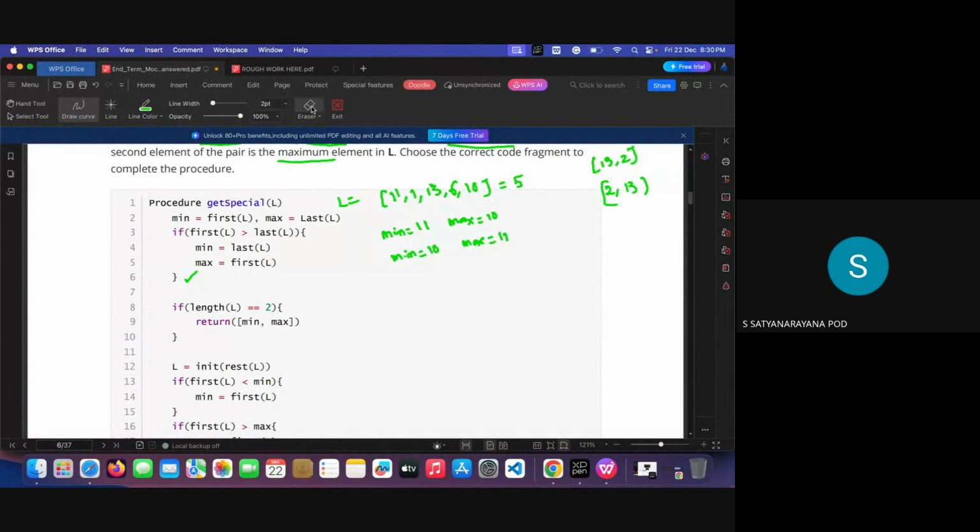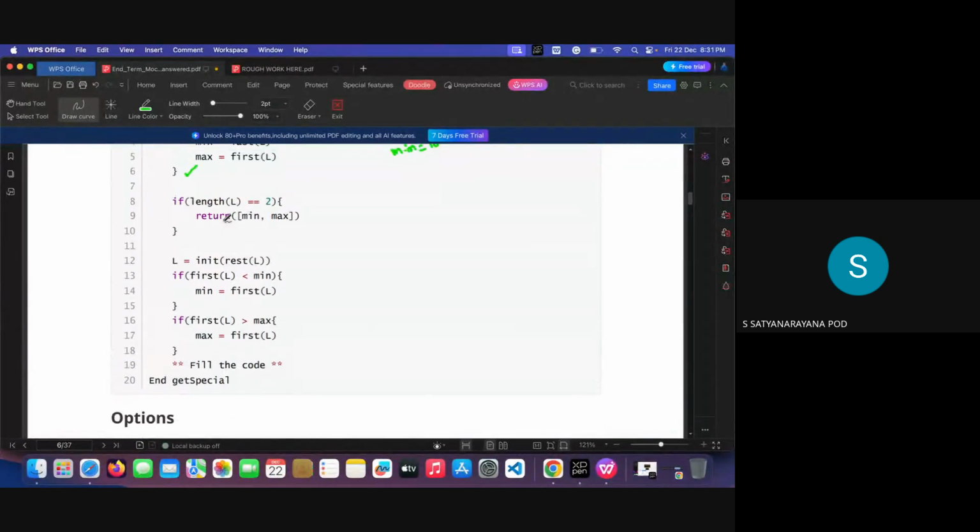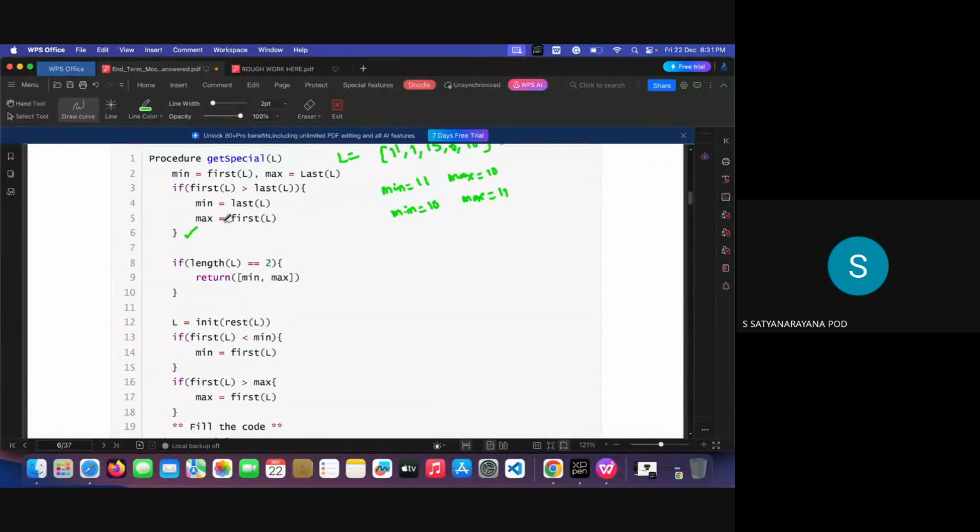But right now our list length is not 2. It is more than 2. So we are not worrying about this one. So now this if condition on the 8th line is not working here. Now the next part is started. So what we do in the next part is, from the init part, we extract the rest of the list and we are updating.